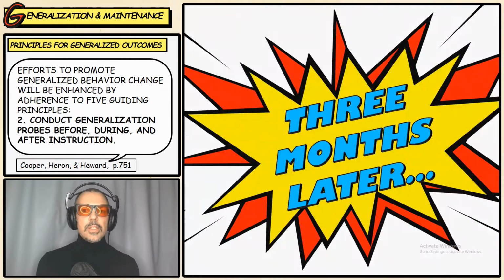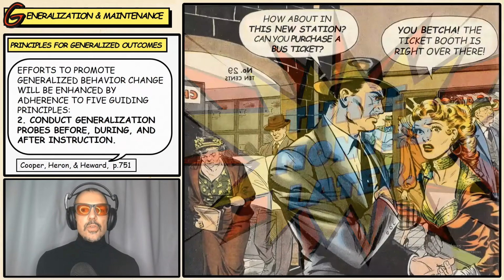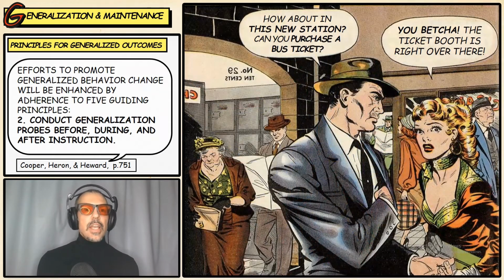So once you have trained this individual on how to use the public transportation to get to their college, you might follow up months after instruction and see if they can do this again in a generalized setting. So not the instructional setting, but take them to a new station and ask them, hey, can you purchase a ticket in this new station, to see if generalization has occurred after the instruction has terminated.